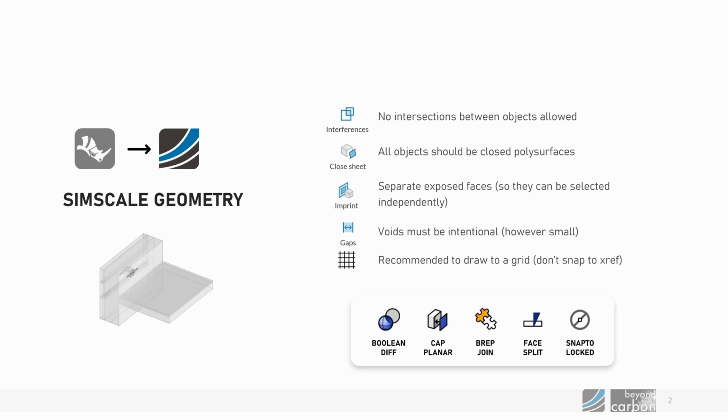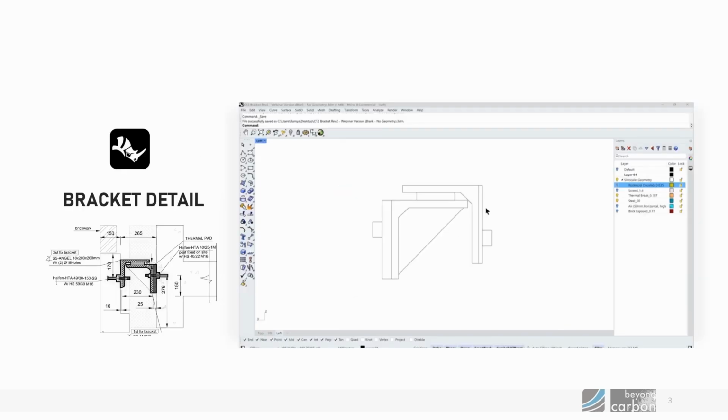As for the boundary conditions, for any surface that comes in contact with another object of a different material, it's good to use the commands face split and brep join. And we'll show this in the next slide.